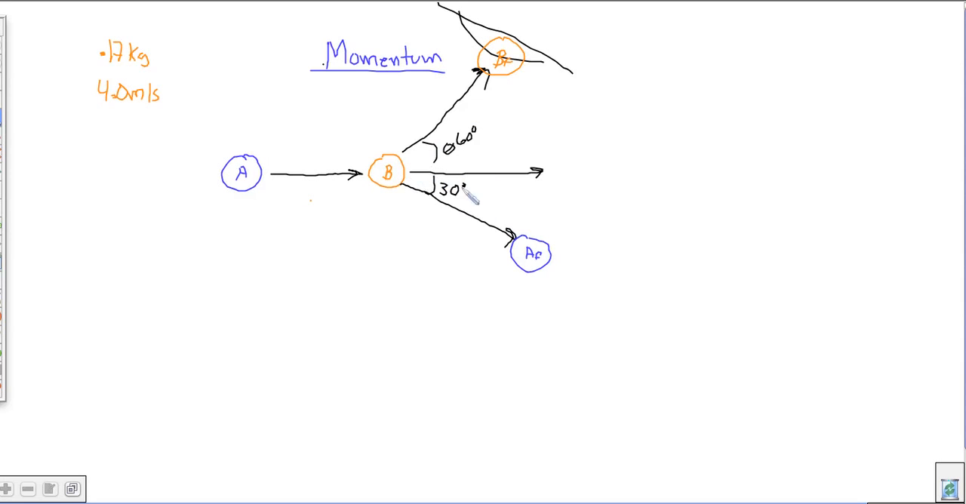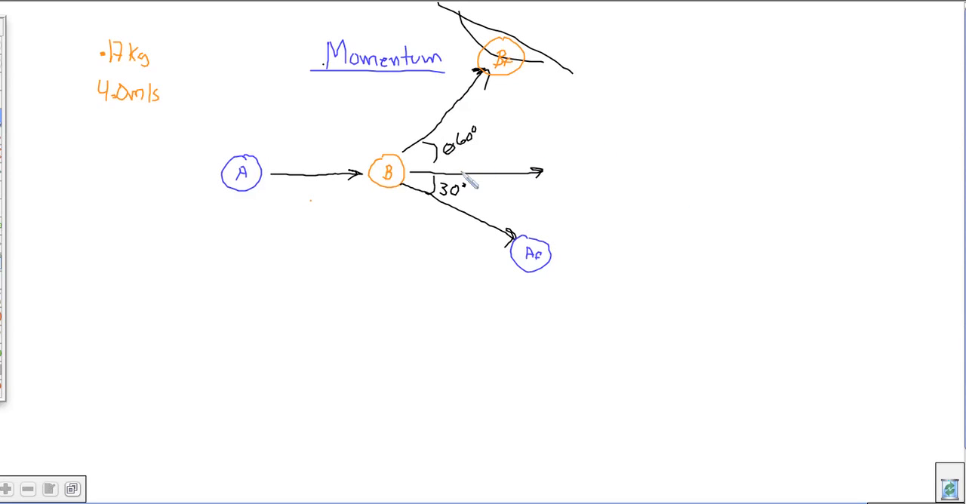We already know the angle. This is 30 degrees down here to the right, and this one we could say is 60 degrees to the left of the initial vector. So it's important to make sure to mention that.